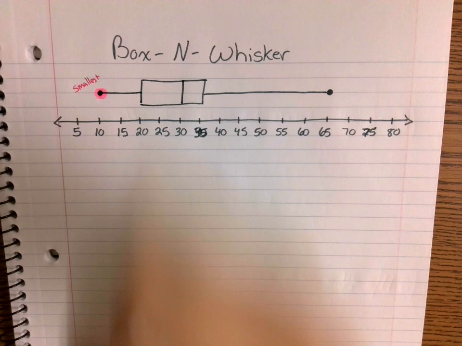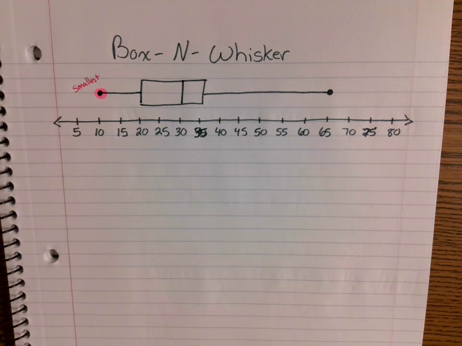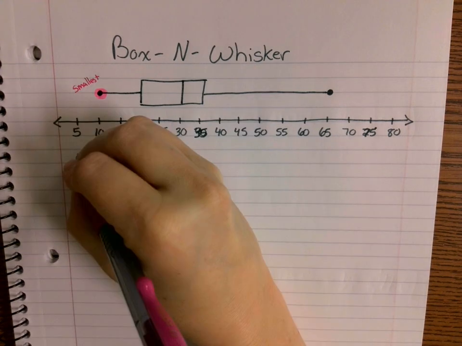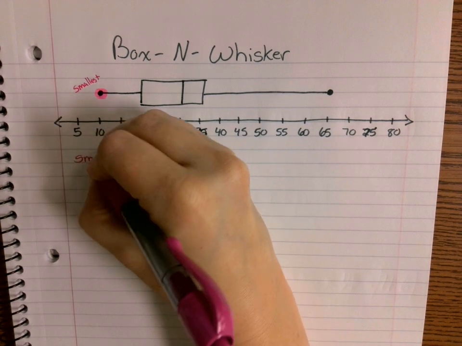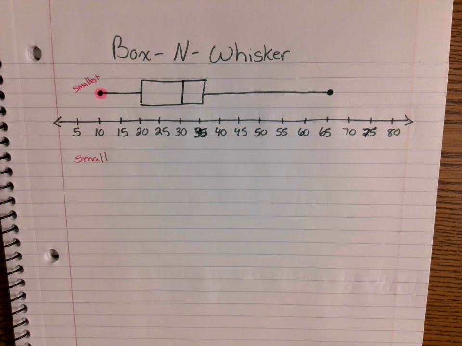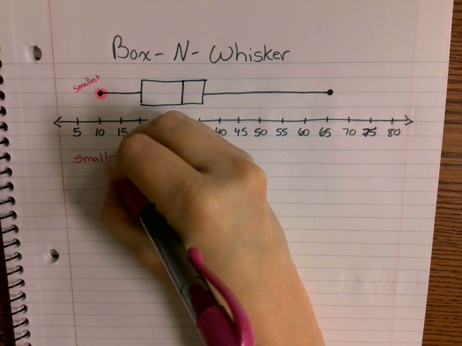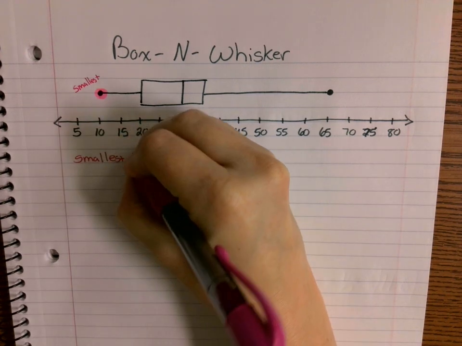So I know, based off of this picture, I can tell that my smallest number or my minimum value is going to be equal to 5. I know my smallest value.